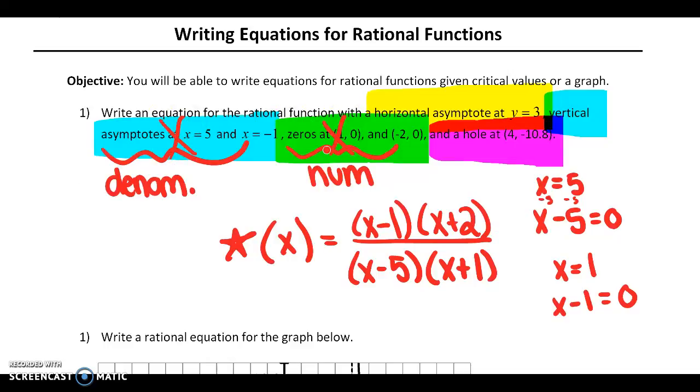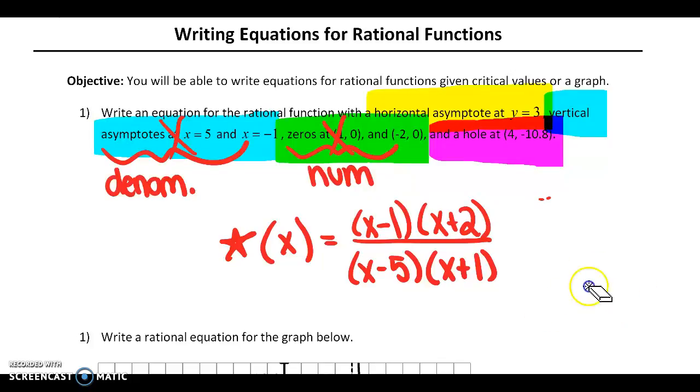The last things I need to put in are my horizontal asymptote, and I've got to use my hole. First and foremost, horizontal asymptote. What does a horizontal asymptote do? Now notice that, well, actually, let's do the hole first. Holes are another example of an undefined value on the graph. So that means our hole needs to also be in the denominator. So I have a hole at x equals 4. So x minus 4 equals 0 is my factor.